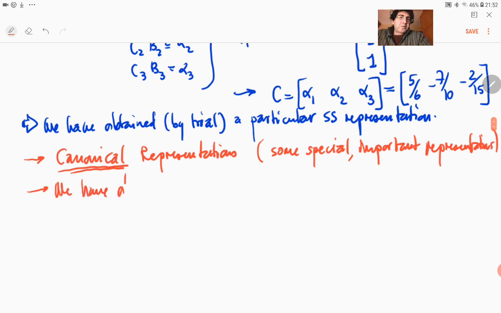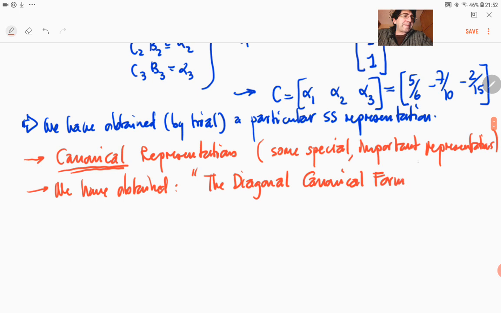So we have obtained what is called the diagonal canonical form state space representation.